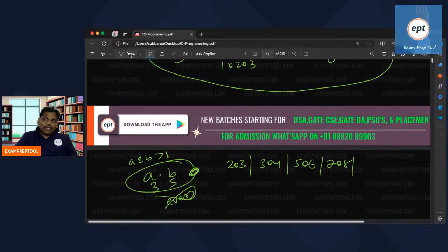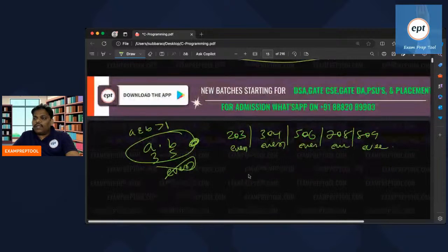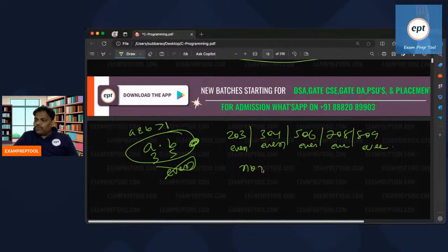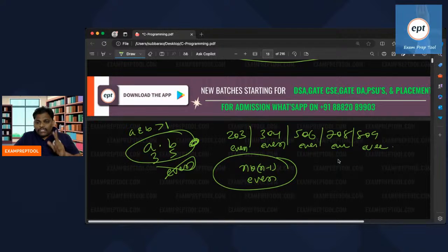Multiplication of two numbers, if they are adjacent, that is even. So I want to say finally one line. N into n minus 1, is it even or odd? It is even. Adjacent people multiplication even.